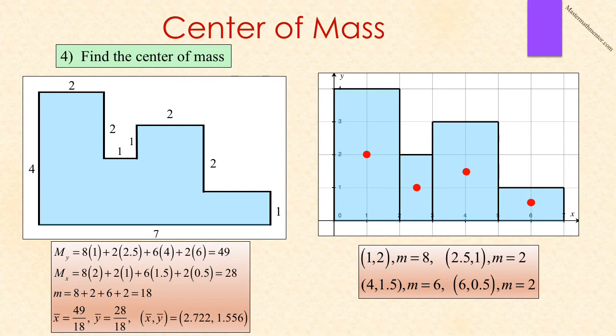So the point x bar, y bar is 2.722, 1.566. We see the point representing the center of mass pulsing on the figure. It is possible for the center of mass to be a point outside the figure. In the next slide, we will examine what that actually means physically.